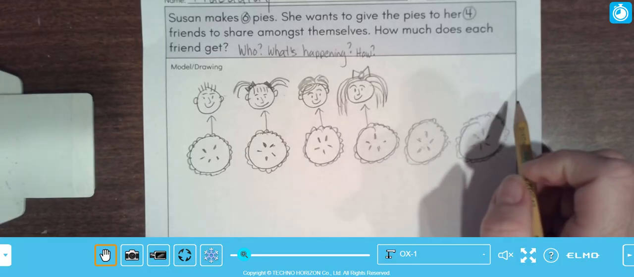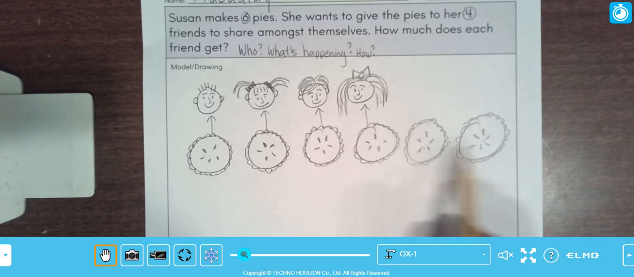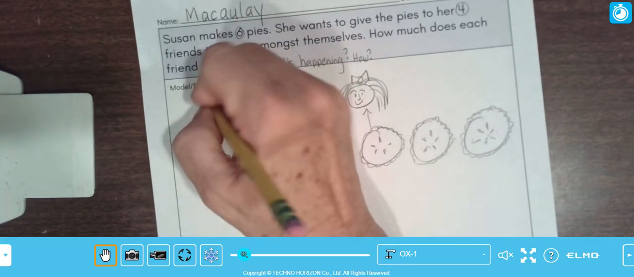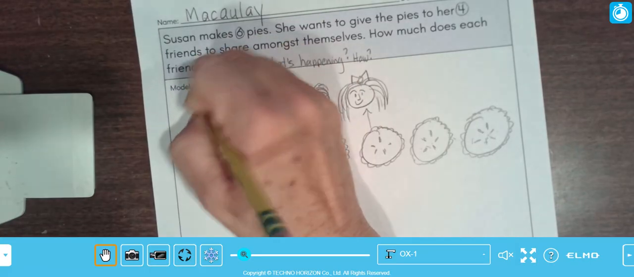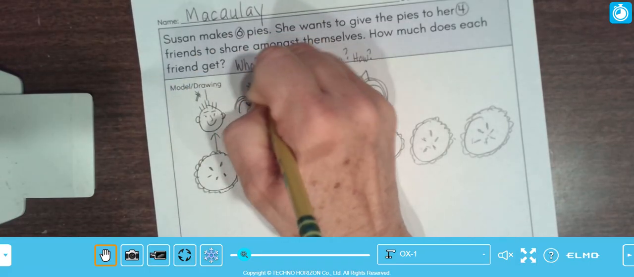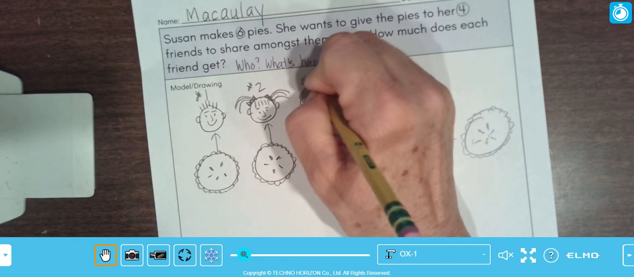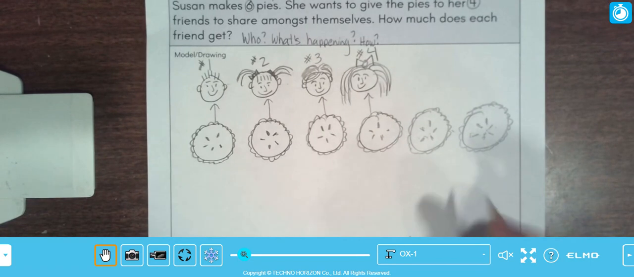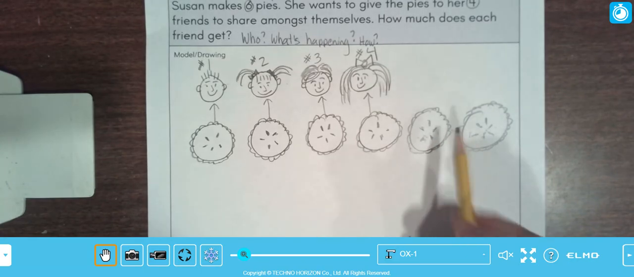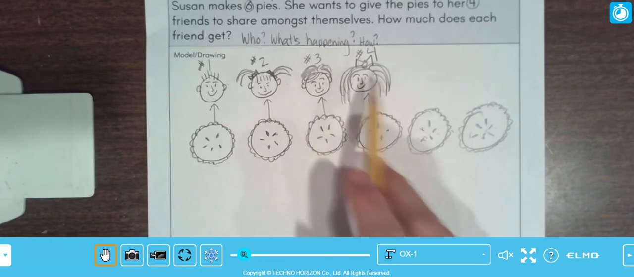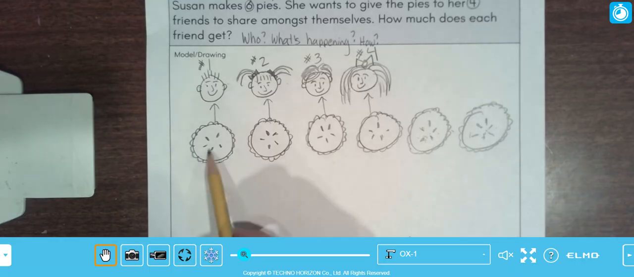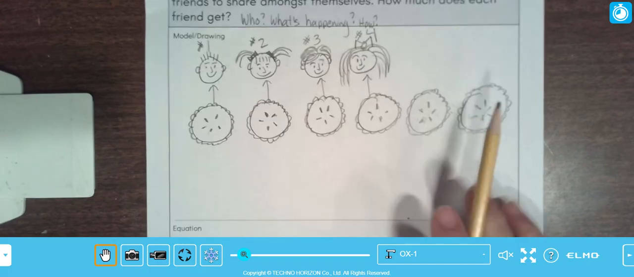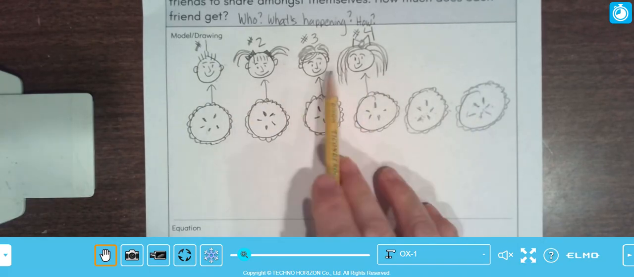What am I going to do with them? How am I going to get these 2 pies to these 4 friends? Let me see. Friend number 1, number 2, number 3, and number 4. Think about that, lovies. How are we going to do these 2 pies so that each gets a fair piece? Okay? So this pie goes here, this pie goes here, this pie goes here, this pie goes here. Think about how to cut up these 2 pies so that the friends get a fair piece.